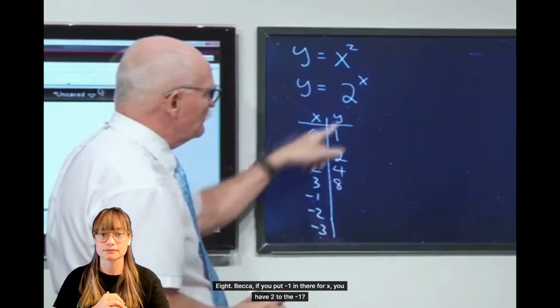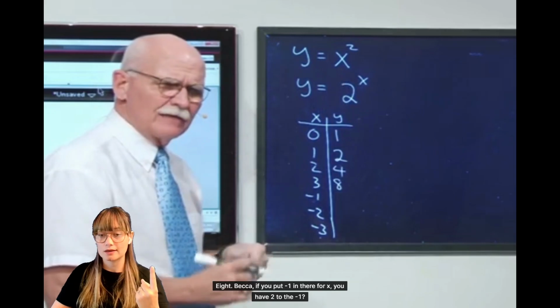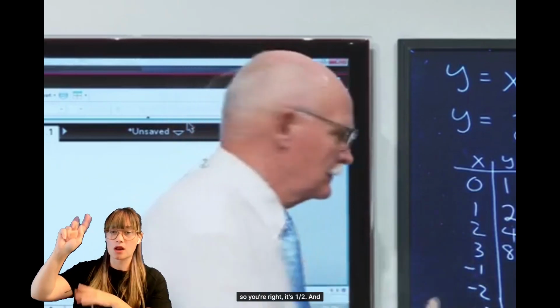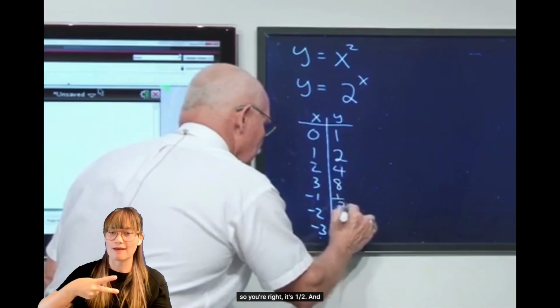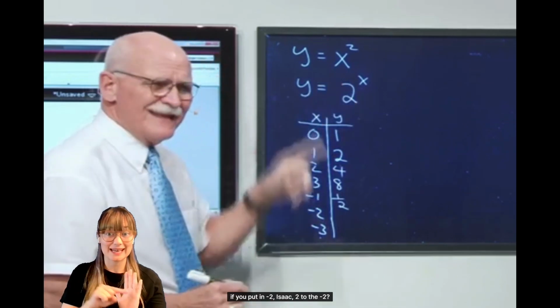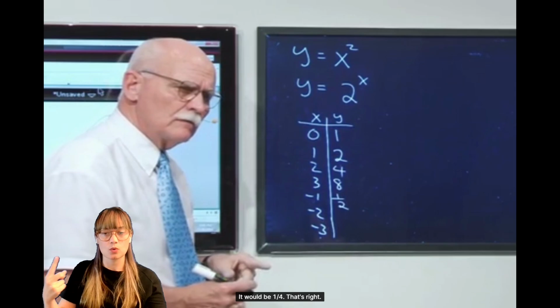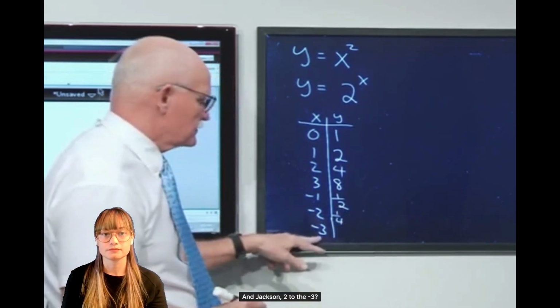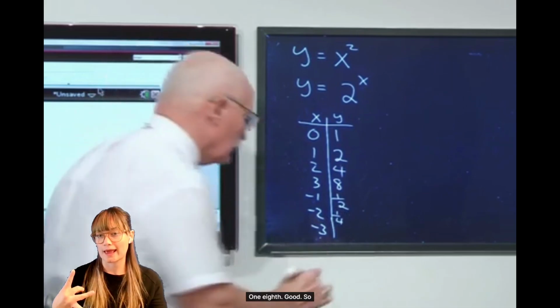Becca, if you put -1 in there for x, you have 2 to the -1. 1/2. 2 to the -1 is 1 over 2 to the 1. So you're right, it's 1/2. And if you put in -2, Isaac, 2 to the -2. Would be 1/4. That's right. 1/4. And Jackson, 2 to the -3. 1/8. Good.